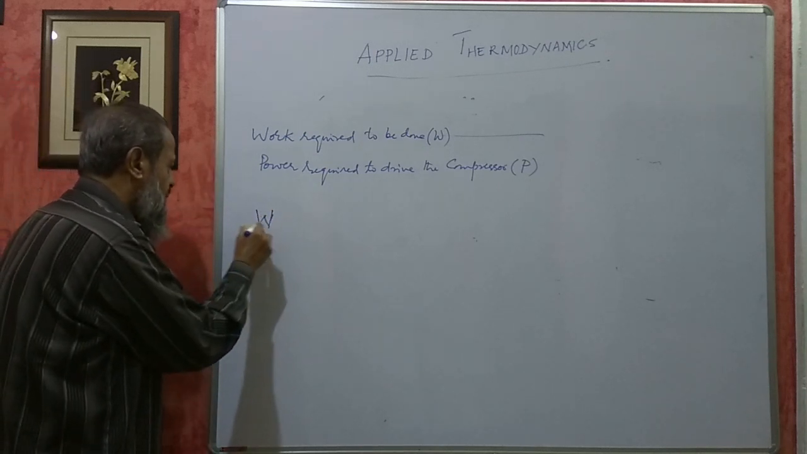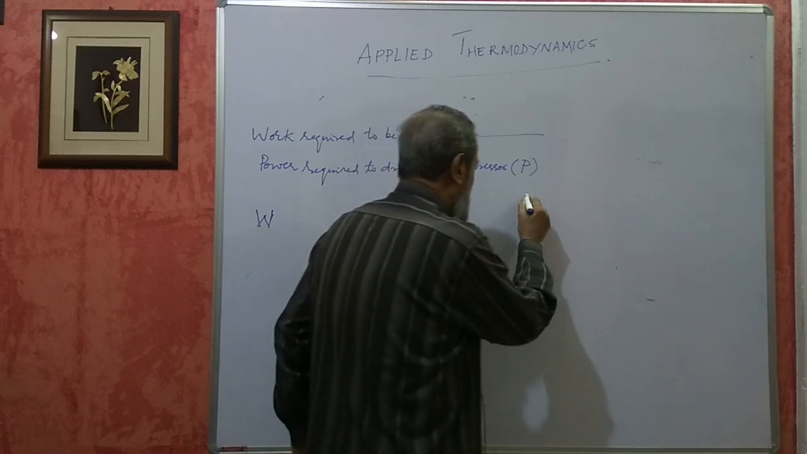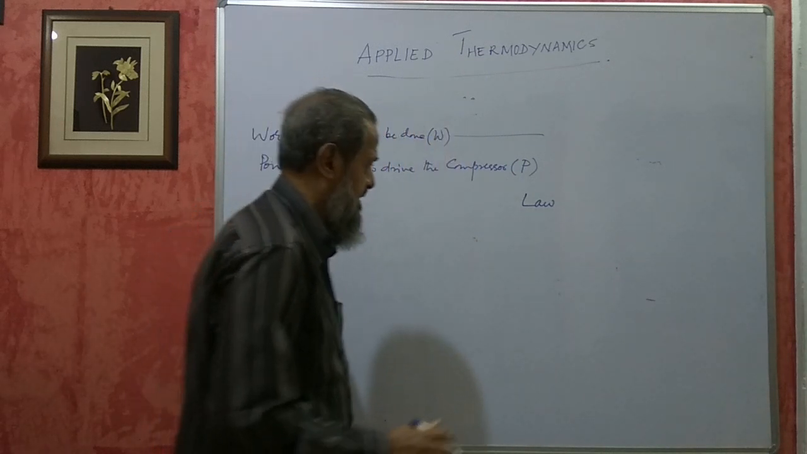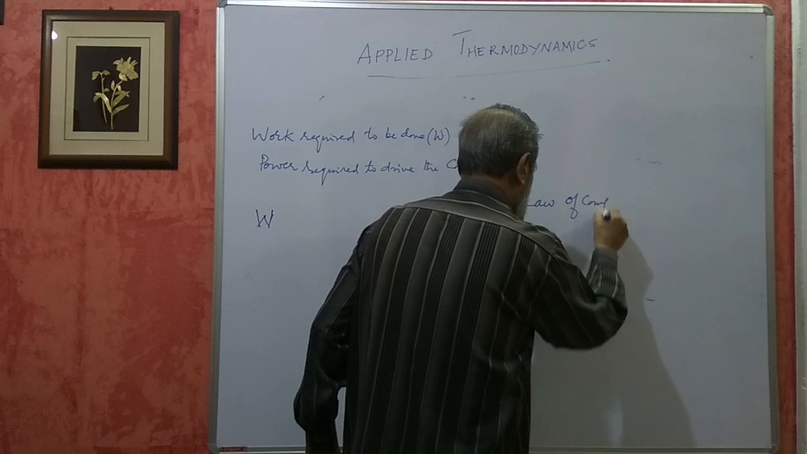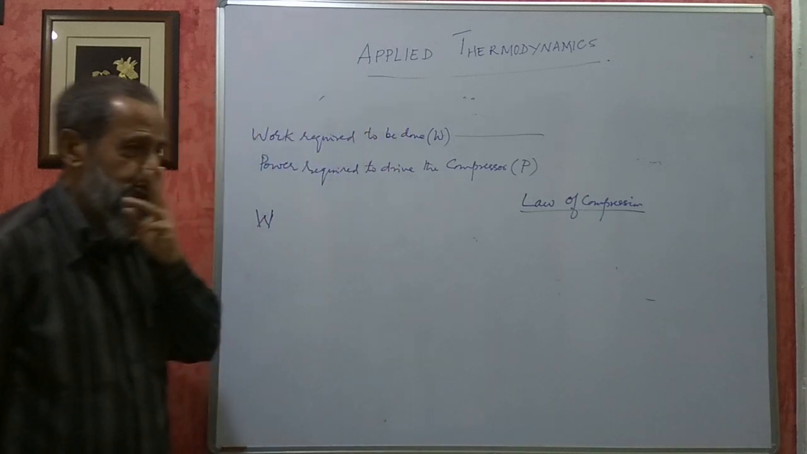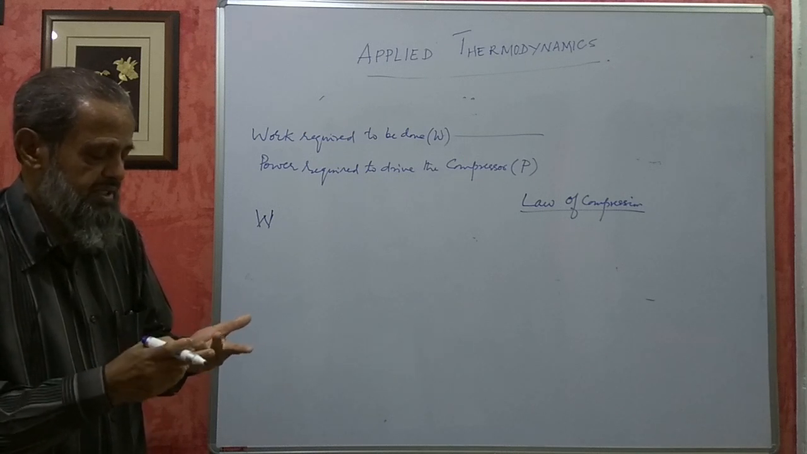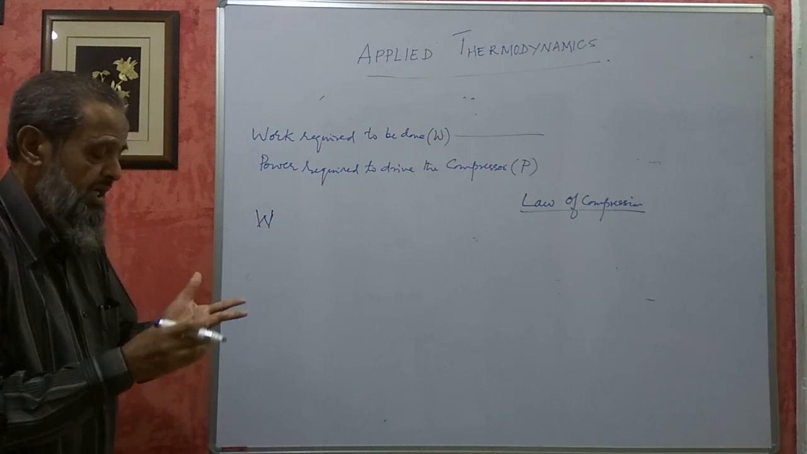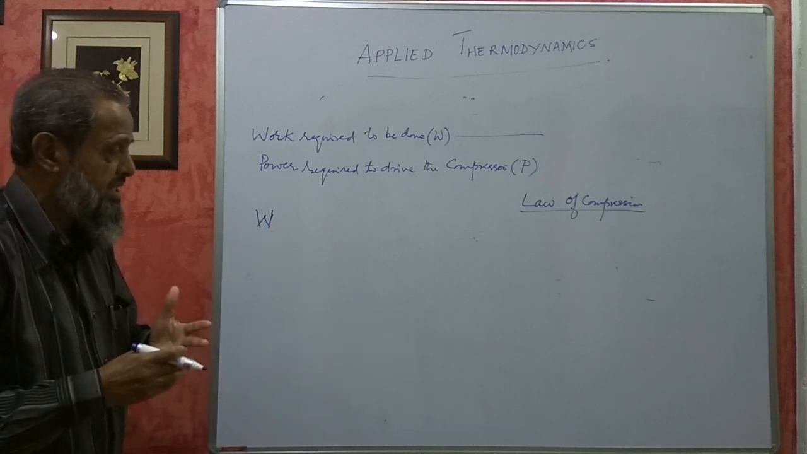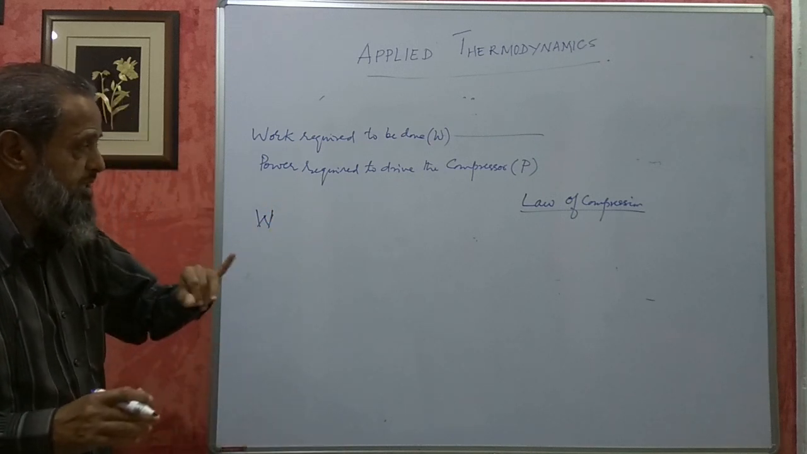If you know what is the work required, then you will get what is the power to be given. Now, this work required to be given to a compressor depends upon the law of compression. You know, we have studied in basic thermodynamics that there are a number of thermodynamic processes. So it depends upon the law of compression. There are five thermodynamic processes we have studied. One is constant volume process, constant pressure process. These two are ruled out here, because if it is constant volume, the volume doesn't change, then there is no compression at all. Then constant pressure, the pressure remains constant. If the pressure remains constant, then no compression is achieved in that. So these two cannot be there.